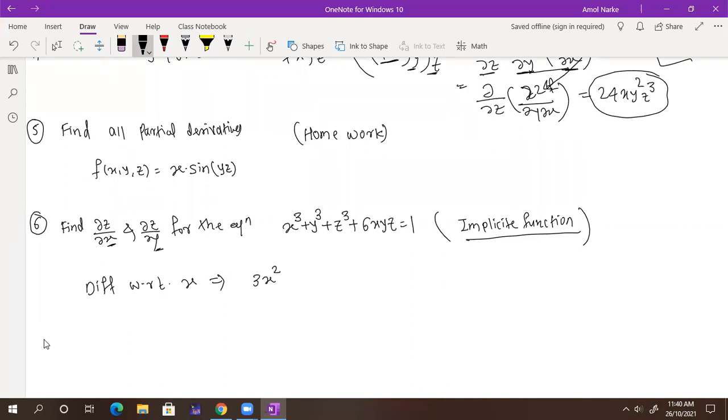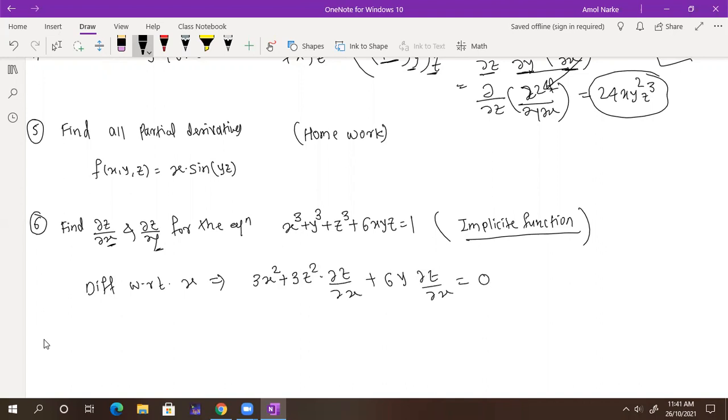What is the definition? See, in the definition they are saying that if we are differentiating with respect to one independent variable, keep the other independent variable as a constant. So here z is the dependent variable because z came above, no? It is dependent. So what happened here? Plus y cubed is independent, so it becomes 0. But z is dependent. So here you will get 3z squared into ∂z/∂x plus here 6y into ∂z/∂x, which is equal to 0.